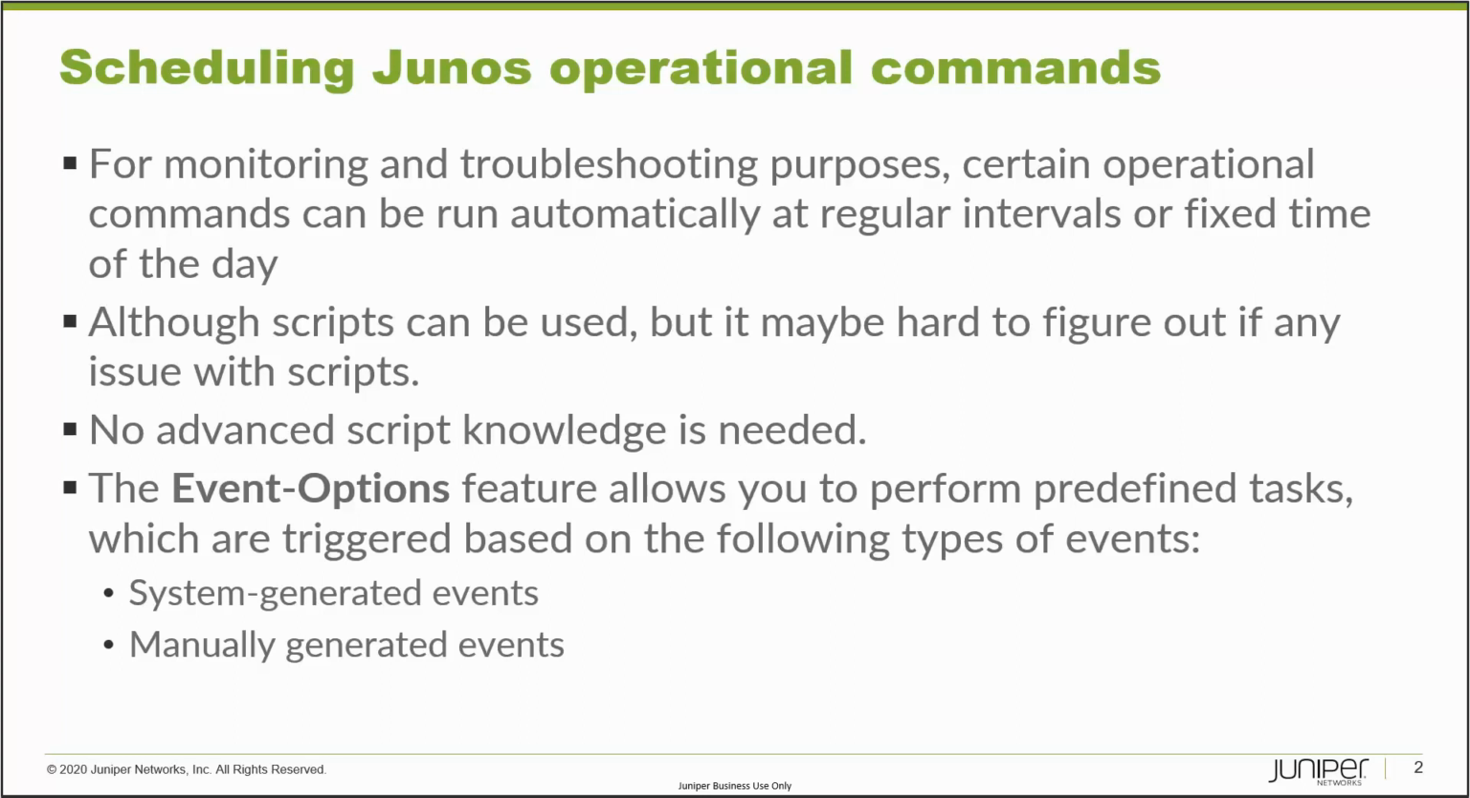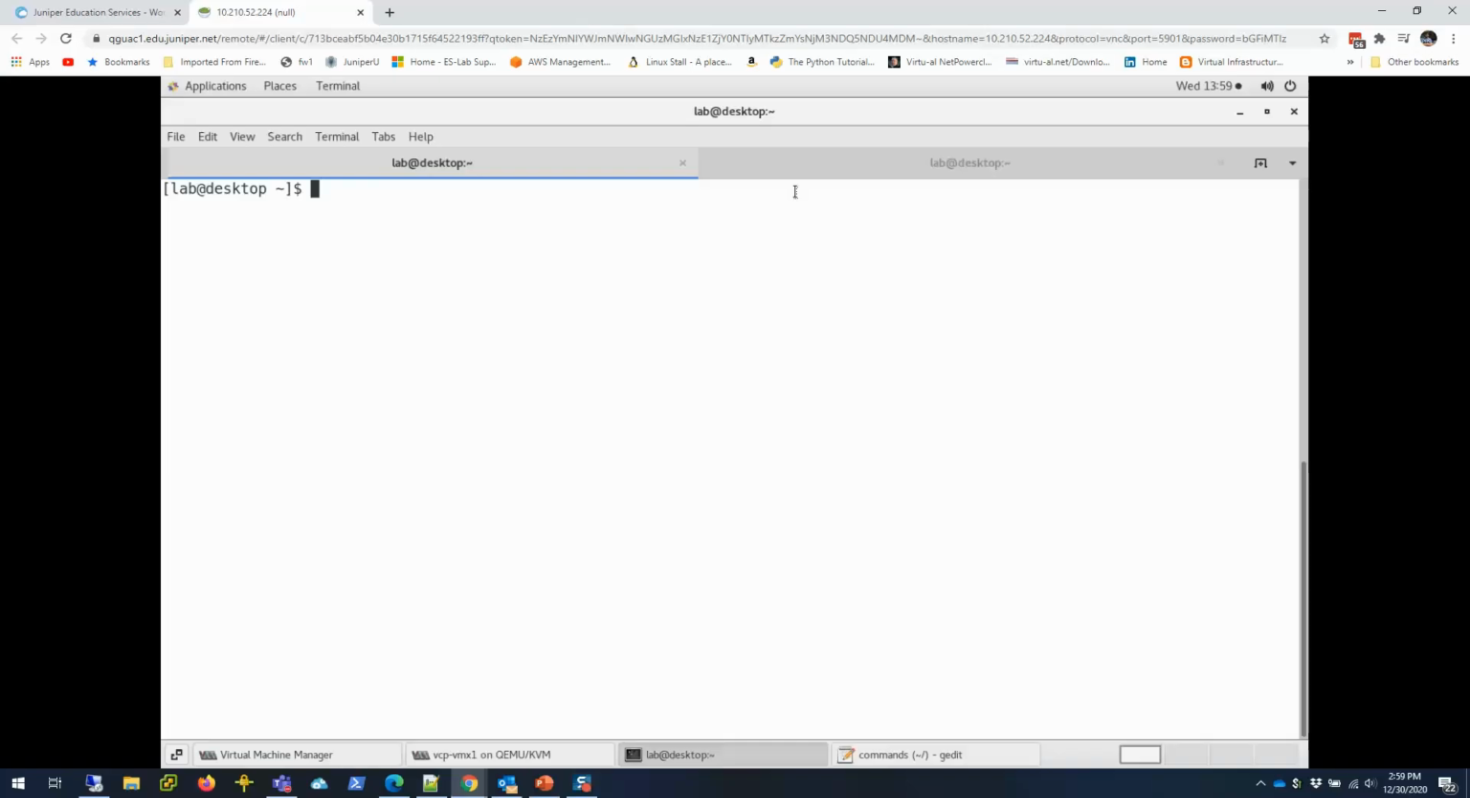For our purpose, to run a specific CLI command, we'll be using manually generated events, which are basically user events. You could use scripts to accomplish this task, but sometimes it may be hard to figure out if there's an issue with the scripts. Also, most network admins know CLI commands more than they know scripts, so you don't need any advanced scripting knowledge to accomplish this task. This is very handy in many cases. So without further ado, I'm going to go to my how-to demonstration.